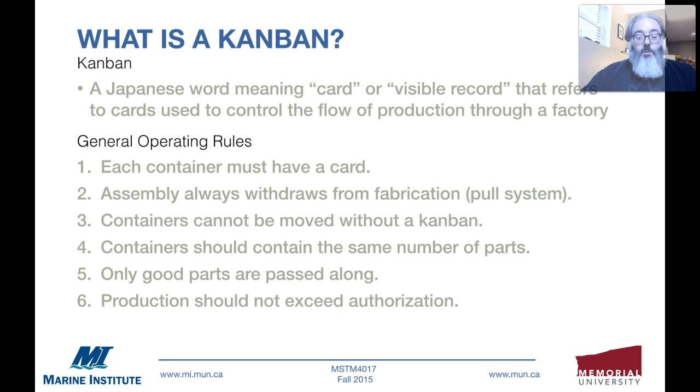And number 5, only good parts are passed along. So this is the inbuilt quality control. And then production should not exceed authorization. Because we're dealing with a pull system, production should not be in excess of what has been requested.